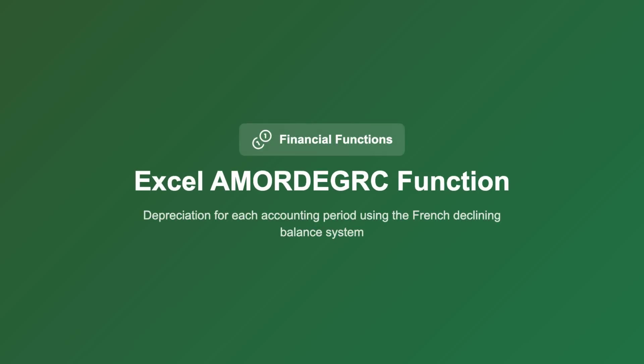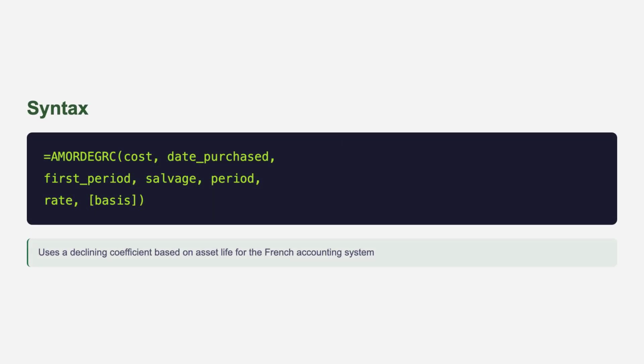Excel AMORDEGRC function. This function returns the depreciation for each accounting period using the French accounting system with a declining balance coefficient. The name stands for Amortissement dégressif comptable. The syntax is AMORDEGRC with parameters cost, date purchased, first period, salvage, period, rate, and an optional basis. The function applies a declining coefficient based on the asset's useful life.